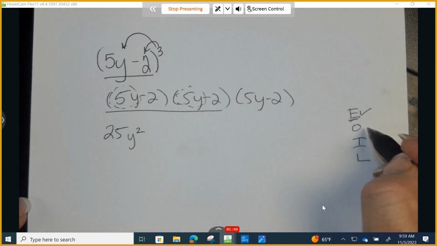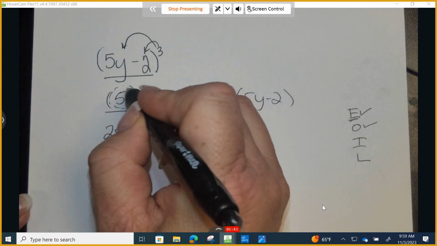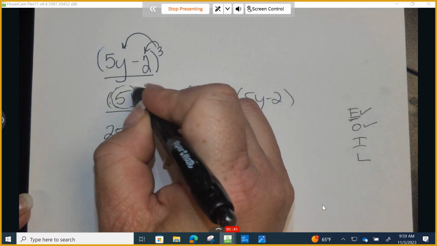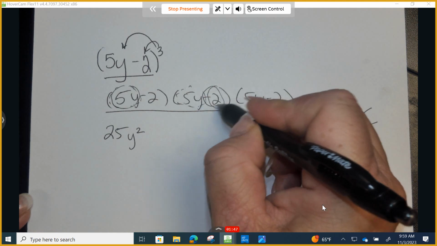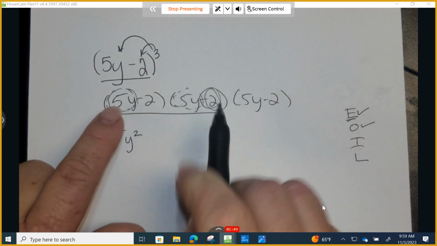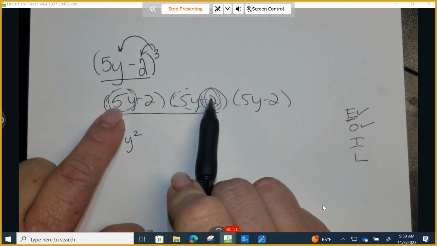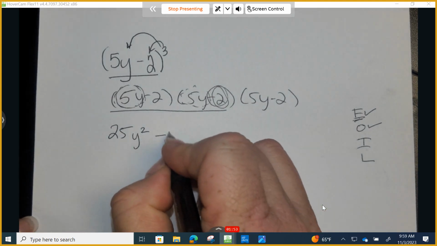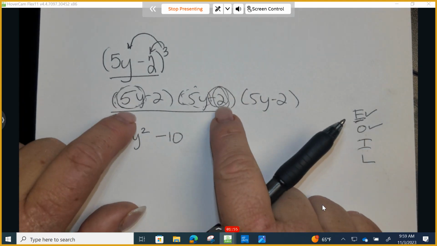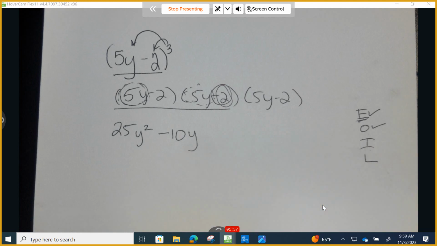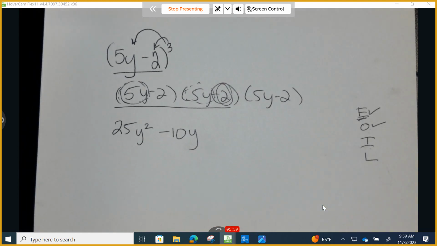So I've done the first. Now I'm going to do the outside. Outside, again, I'm going to circle right now. This is an outside, and this is an outside, and I have to include the sign with it. The first thing I do is multiply the numbers. Negative 2 times 5 is a negative 10. And notice that we have 1 y between the 2. I've taken care of the outside.